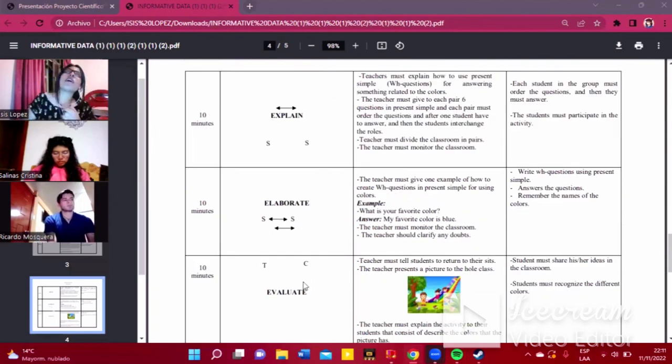This is also a student pair activity. We have 10 minutes for this activity. This activity consists of the teacher giving one example of how to create a W question in present simple using color. For example, the teacher writes on the board, what is your favorite color? So they have to explain what the correct structure of the simple present with the W question is. And they have to answer, my favorite color is blue. So also they have to explain how to answer with W questions in present simple.